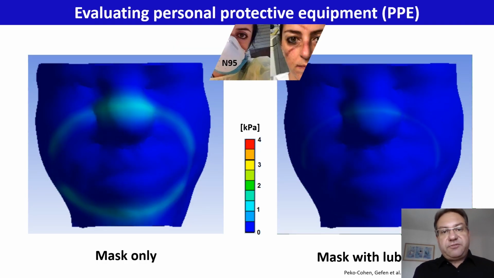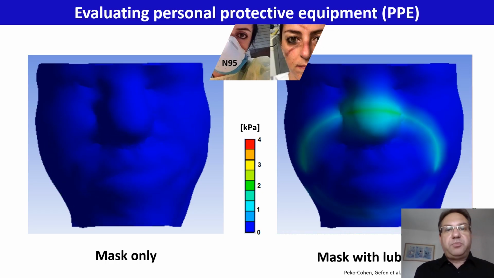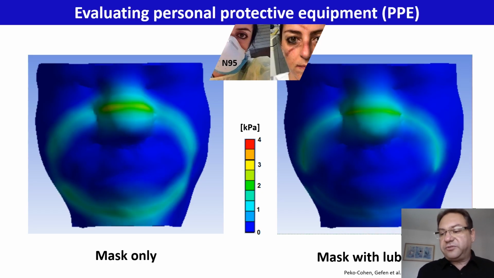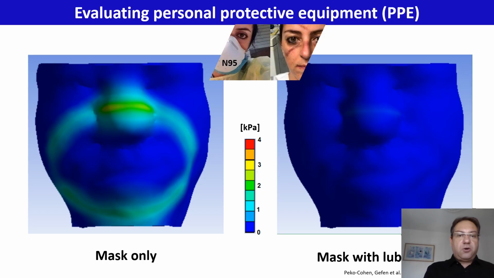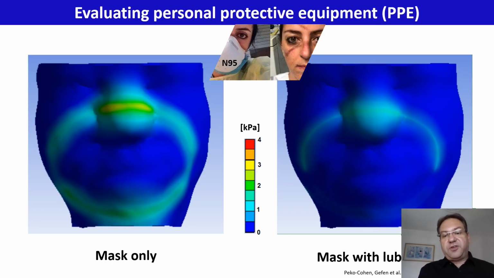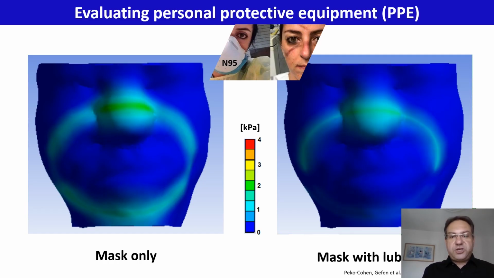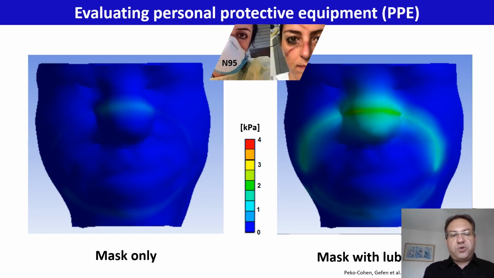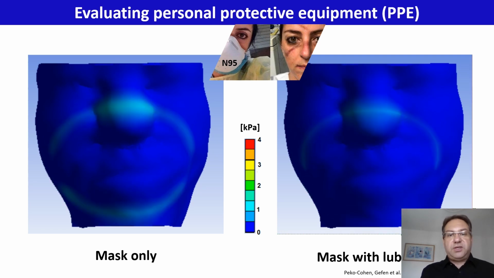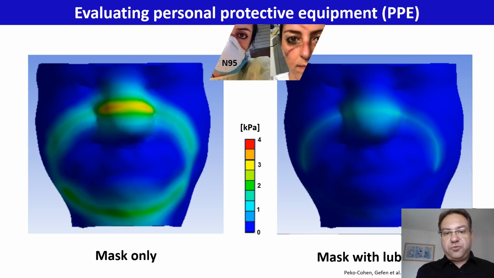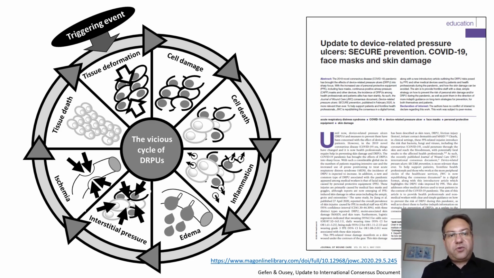And another example on evaluating personal protective equipment, this time from a medical workers aspect. Now here is a specific example of looking at tissue loads, facial tissue loads, skin tissue compression when the mask is used with a lubricant versus without a lubricant, again, allowing to determine the specific reduction in the intensity of tissue load.